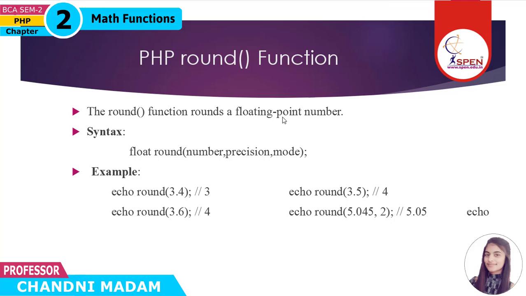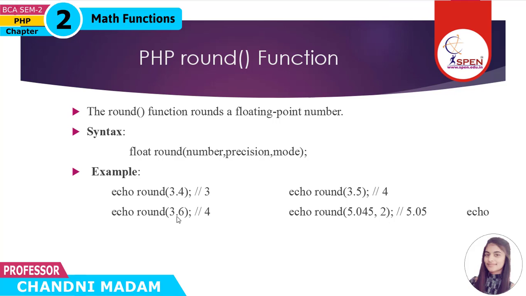Mode is an optional field. It specifies a constant for the rounding mode. For the rounding mode we can pass PHP round half up, half down, half even and half odd. This kind of value we pass in mode. Here is the example. We pass 3.4 to the round function, so it will give the rounded value 3.